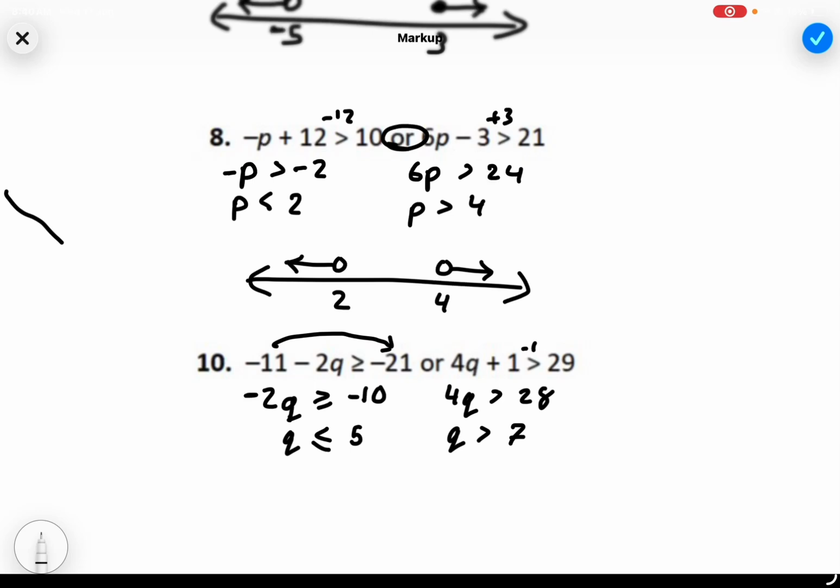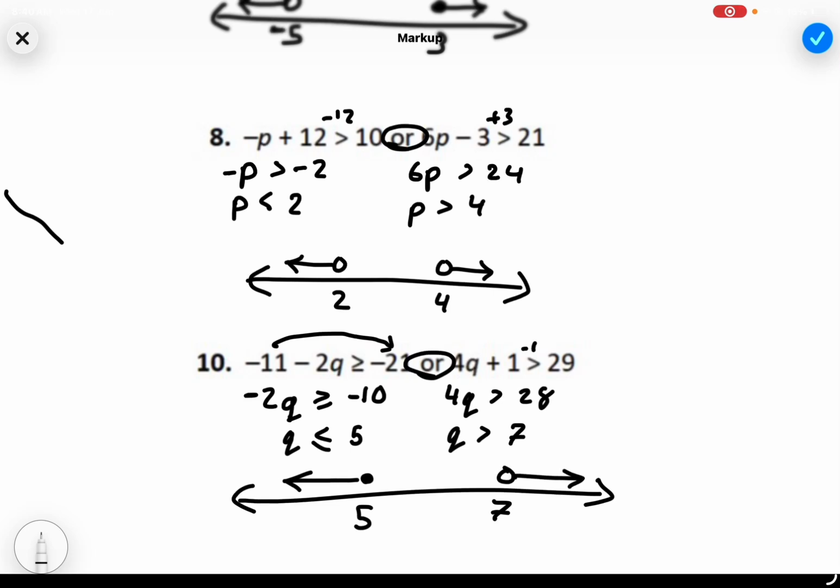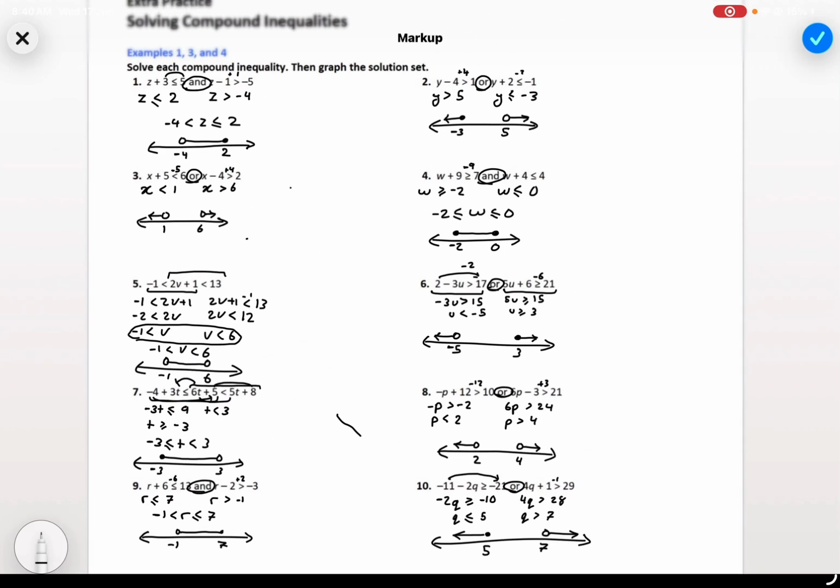Or, on the number line, it looks like this. 7, 5, filled hole, empty hole, pointing this way because it's greater than, pointing this way because it's less than. And that's it for this style of question.